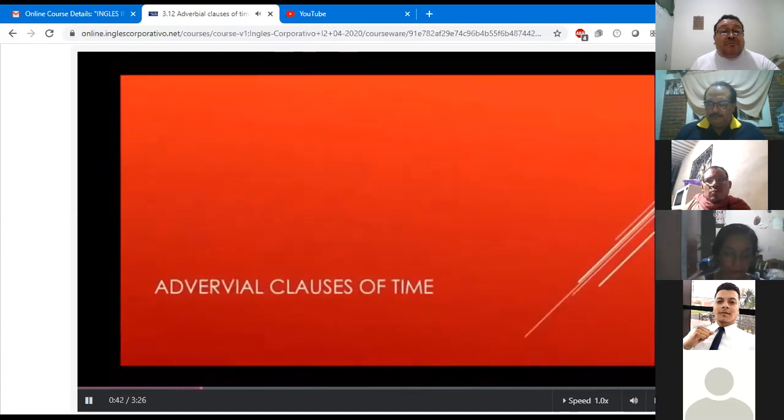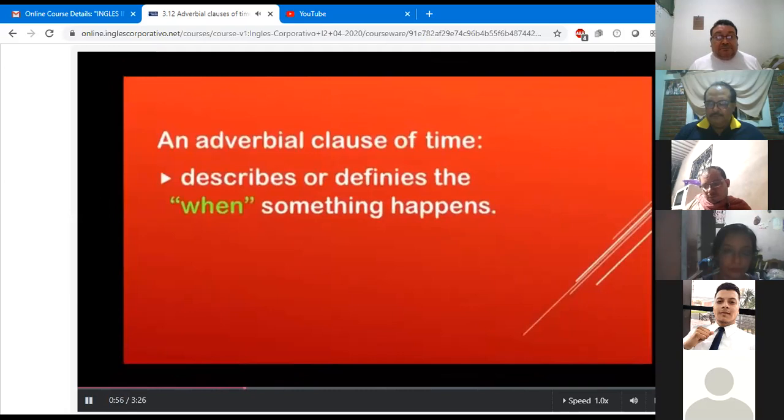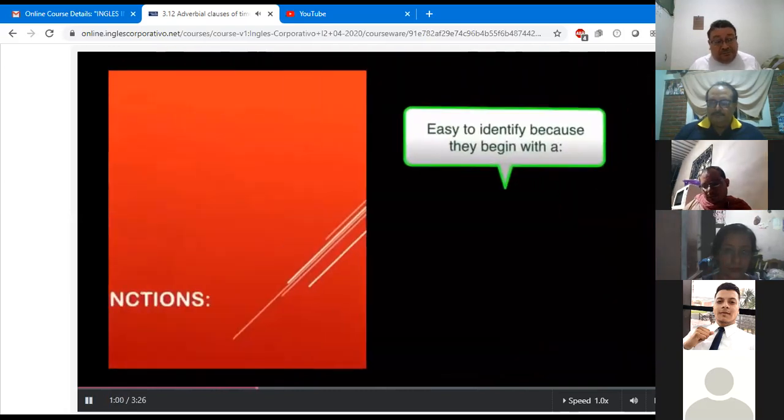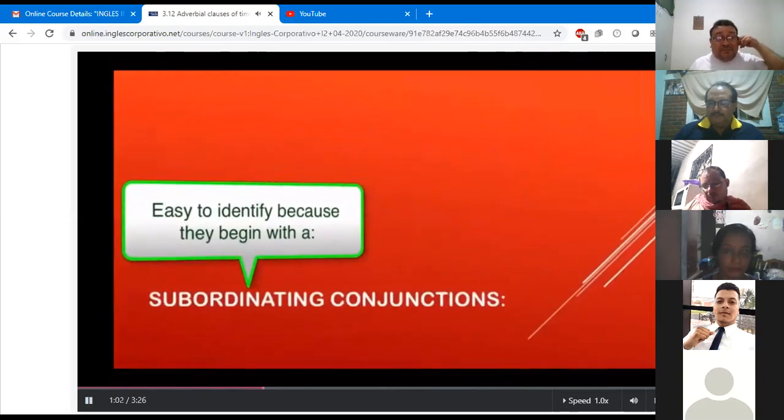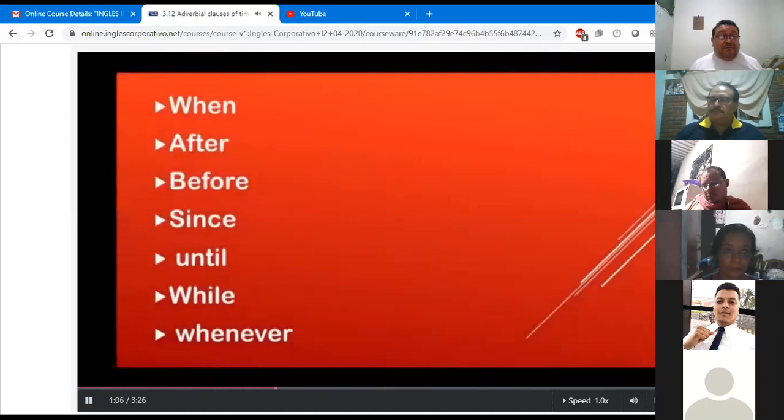We're going to break this for you so you may understand it better. There are many types of adverbial clauses, but in this session we want you to learn about adverbial clause of time. Let's define what an adverbial clause is. An adverbial clause of time describes or defines the when something happens. Adverbial clauses of time are easy to identify because they begin with a subordinating conjunction. For example, when, after, before, since, until, while, whenever.